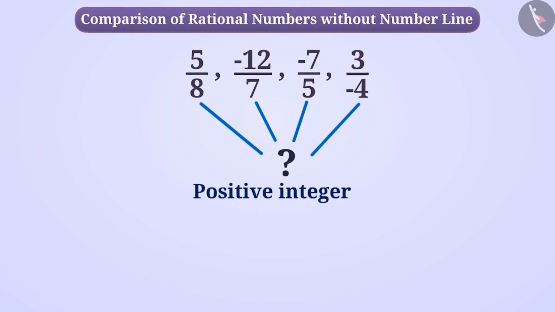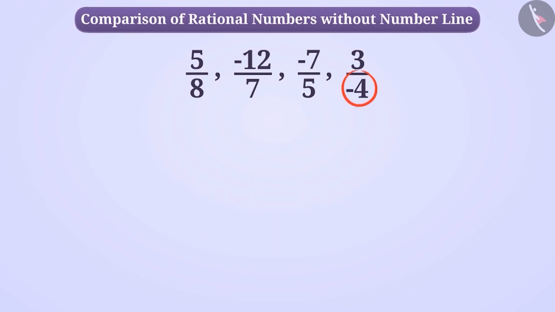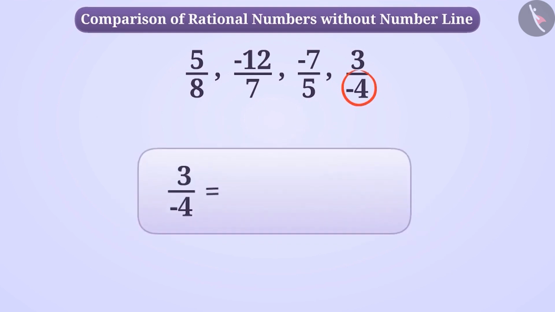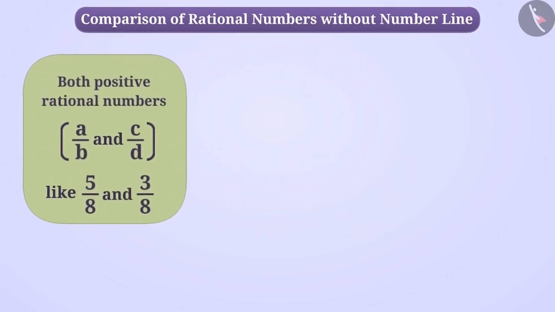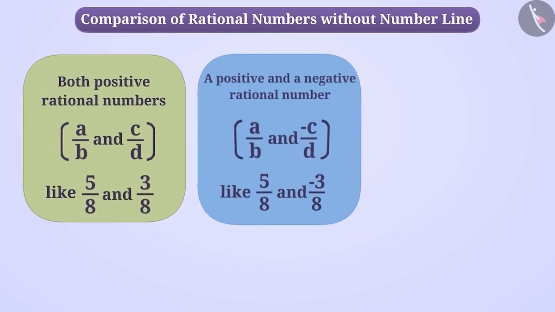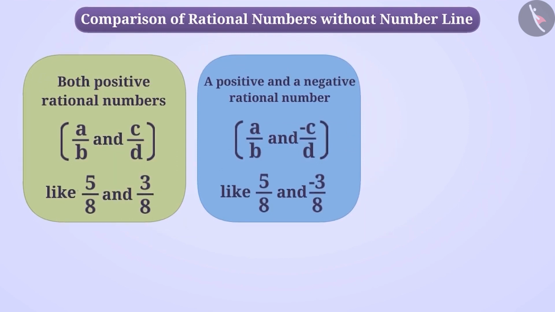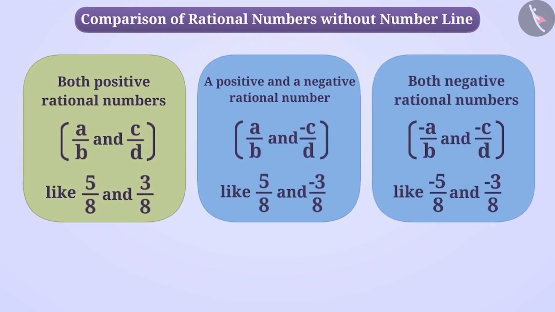If the denominator of a rational number is a negative integer, then we multiply both the numerator and the denominator of the rational number by minus 1 and thus make the denominator a positive integer. By doing this, we get either both positive rational numbers or a positive and a negative rational number or both negative rational numbers. So let's find out how we can compare them in each situation.